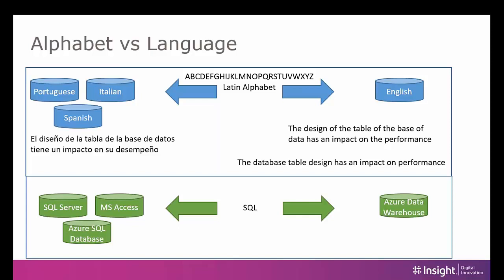So on the bottom, I have a statement, "el diseño de la tabla de la base de datos tiene un impacto en su desempeño." Sorry if I pronounced that poorly. Now, in general, if you didn't know what that meant and you put it through Google Translate or another translating application, you will get a translation something like to the right: the design of the table of the base of data has an impact on the performance. And of course, that is not really what we want to say in English. In English, we want to say the database table design has an impact on performance.